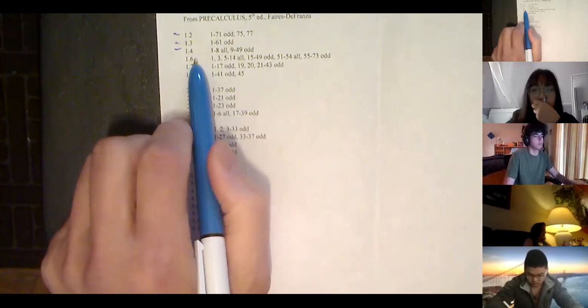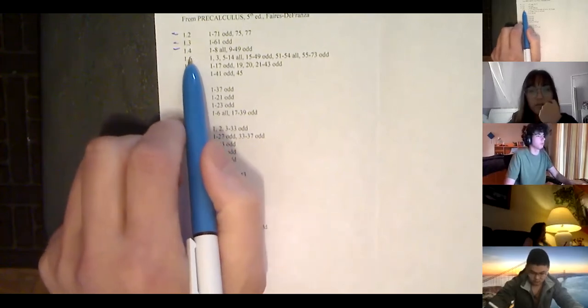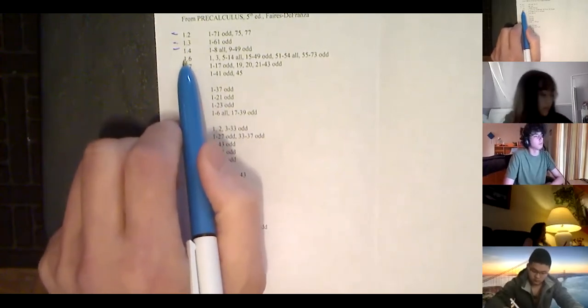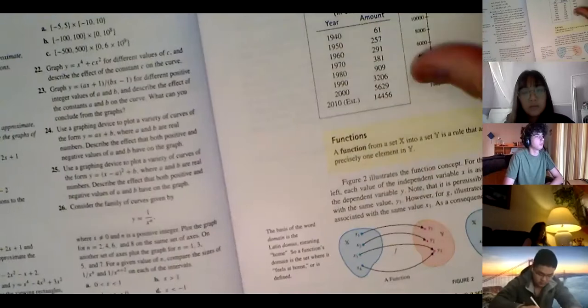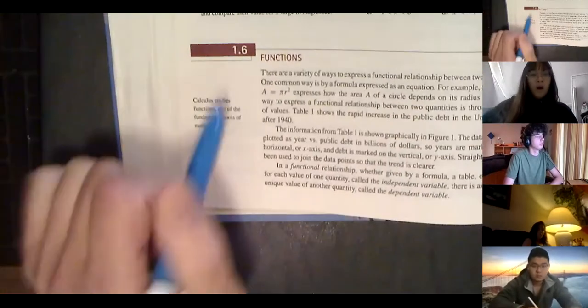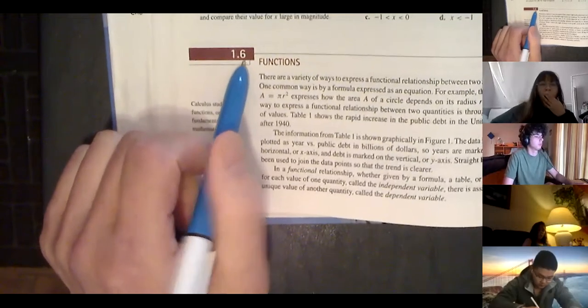Okay, so again, we're skipping 1.5. You're not responsible for any of 1.5. Well, I mean, there's no homework problems I gave you from that anyway. Okay, so jumping straight to 1.6. 1.6 is on functions. So remember, functions starts on page 36.